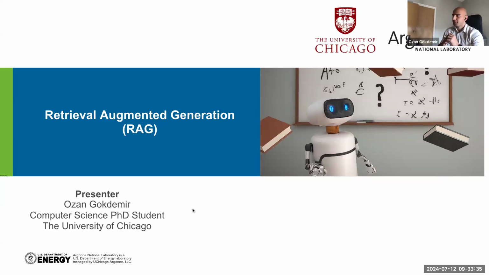Well, good morning, everybody. Welcome to the end of the first week of the SciFM Summer School. My name is Ozan Gokdemir. I'm a computer science PhD student at the University of Chicago. I also have a joint appointment as a research aide at Argonne National Laboratory. And my research spans broadly large language models, specifically advanced techniques like retrieval augmented generation and its applications to scientific computing in the domains of protein design, drug discovery, and biomedical literature extraction.